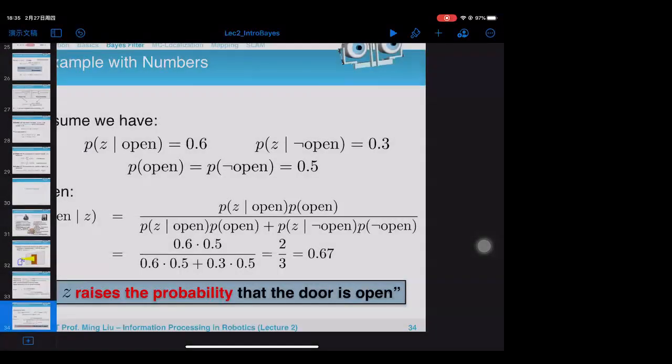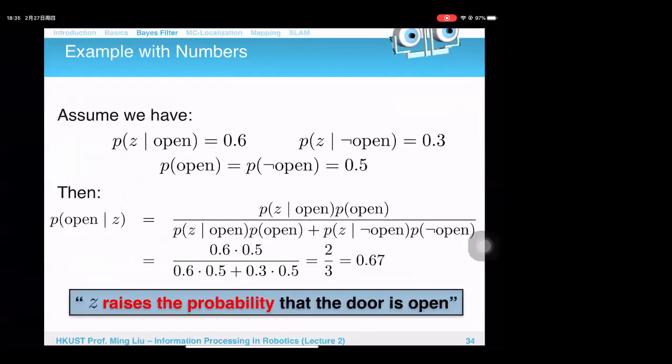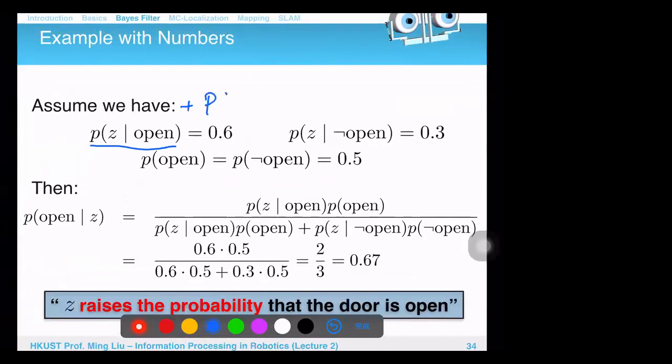So what is true then? What is true is that P(Z | open) plus P(not Z | open) should be 1.0, and not the other one. This one will not give you 1.0 because they're not from the same context. Okay, very good.